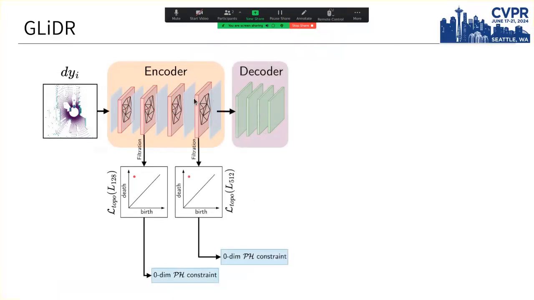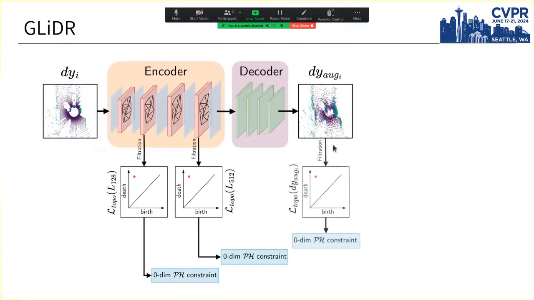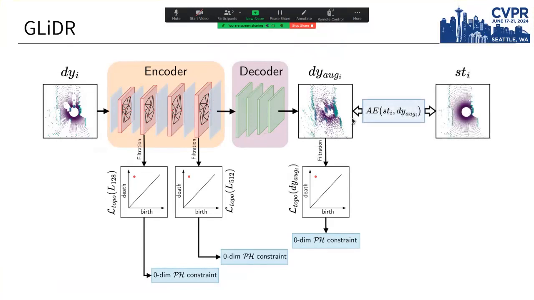Now we pass this through the decoder that helps to project the high-dimensional LiDAR point embeddings back to the three-dimensional point cloud, and we get an augmented LiDAR. We also do a filtration on this to obtain the persistent homology constraint on this particular LiDAR scan. We also take a point-to-point correspondence score and a loss between the dynamic LiDAR and the corresponding static LiDAR, which tells the discrepancy between the static LiDAR and the dynamic LiDAR.